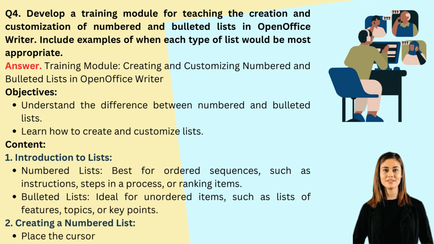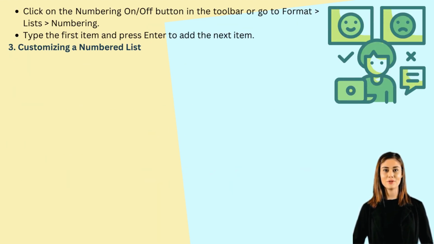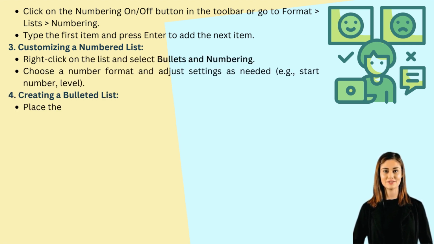Content. 1. Introduction to lists. First, numbered lists, best for ordered sequences, such as instructions, steps in a process, or ranking items. Second, bulleted lists, ideal for unordered items, such as lists of features, topics, or key points. 2. Creating a numbered list. First, place the cursor where you want the list to start. Second, click on the Numbering On/Off button in the toolbar or go to Format, Lists, Numbering. Third, type the first item and press Enter to add the next item.